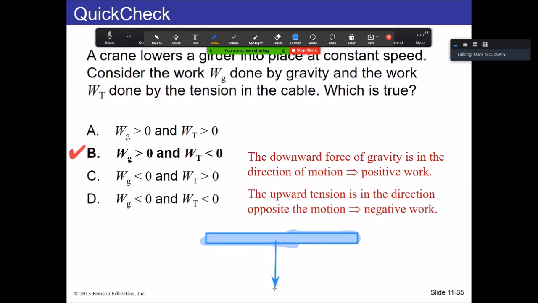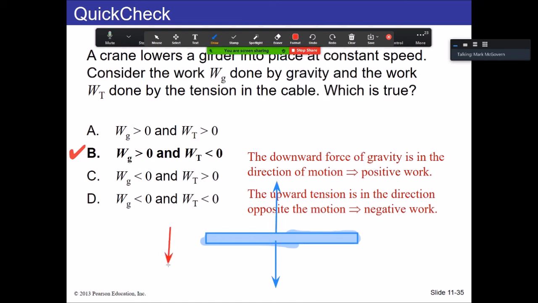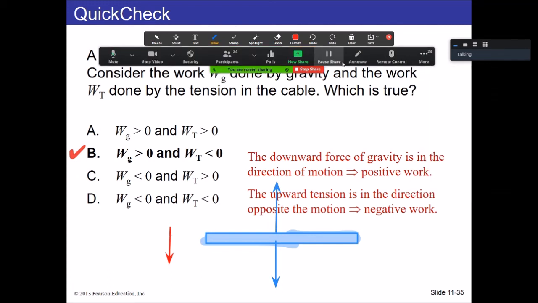Gravity's down. Tension's up. Which way are we moving though? We're moving down. Gravity is in the direction of motion, so that's positive work. Tension is opposite the direction of motion. That's negative work. Sorry, I'm just so impressed with my girder artwork. It's hard to move on.